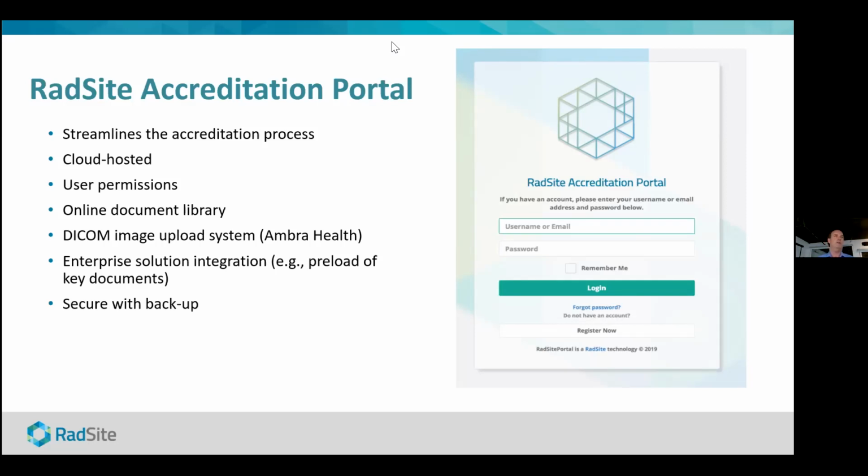But by the way, as a quick aside, we do offer a lot of ongoing educational opportunities like this webinar today. In fact, we've done a lot on cone beam CT, and we publish white papers and things like that. So we're always trying to make sure we're offering more than just the accreditation itself.